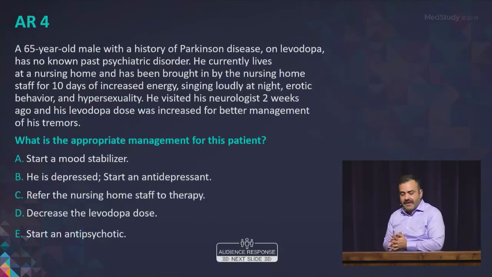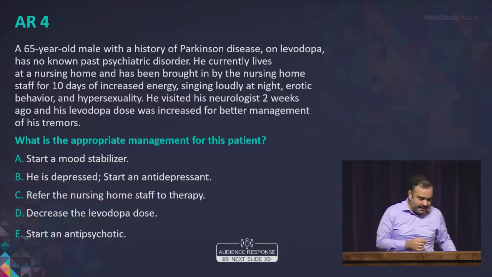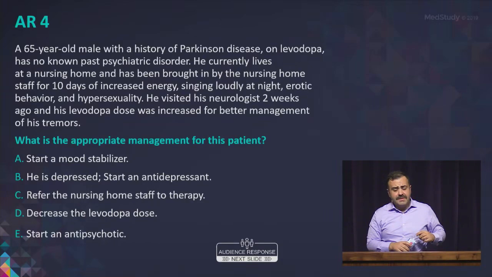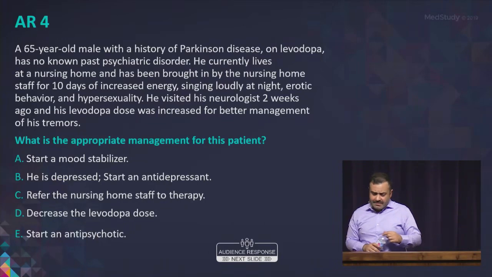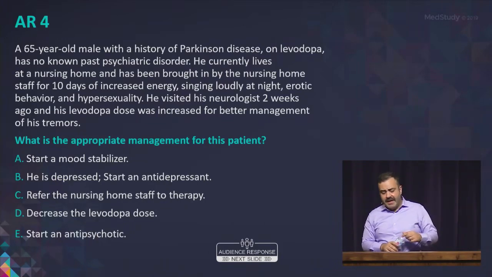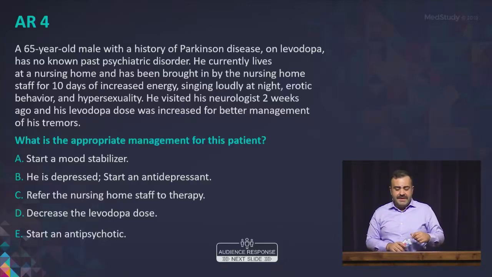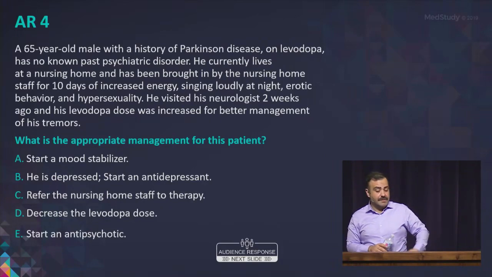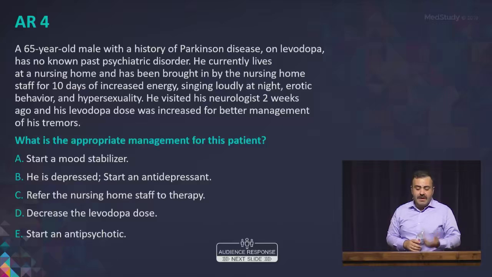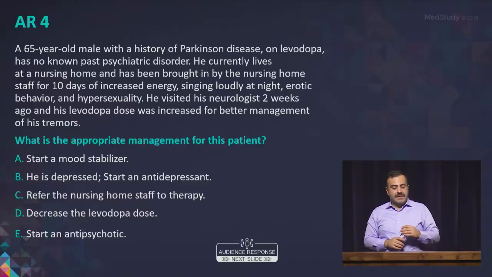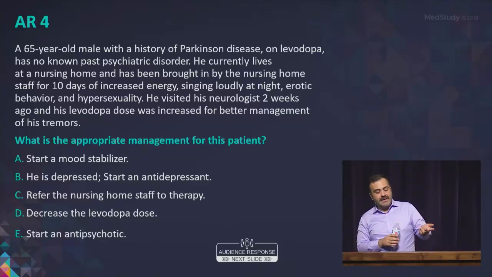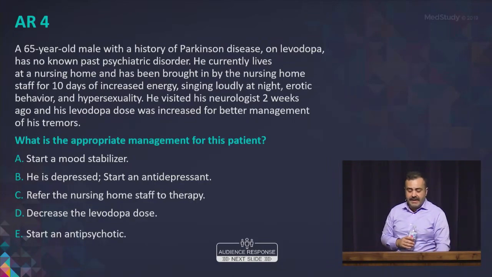So question number 4, a 65-year-old male with history of Parkinson's disease and levodopa has no known past psychiatric disorder. He currently lives at a nursing home and has been brought in by the nursing home staff for 10 days of increased energy, singing loudly at night, erotic behavior, and hypersexuality. He visited his neurologist 2 weeks ago, and his levodopa dose was increased for better management of his tremors. What is the appropriate management of this patient? Start a mood stabilizer, he's depressed, start an antidepressant, refer the nursing home staff to therapy, decrease the levodopa dose, or start an antipsychotic.